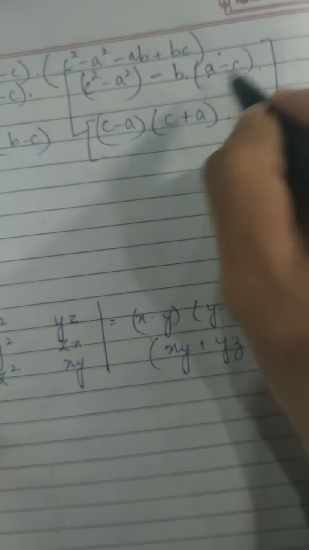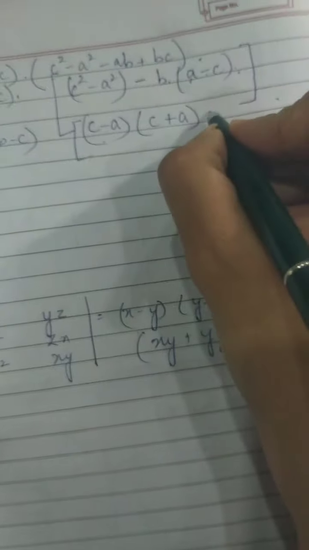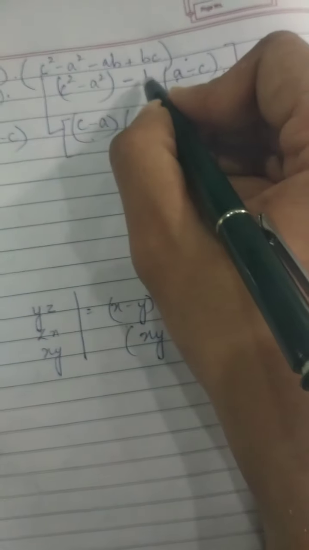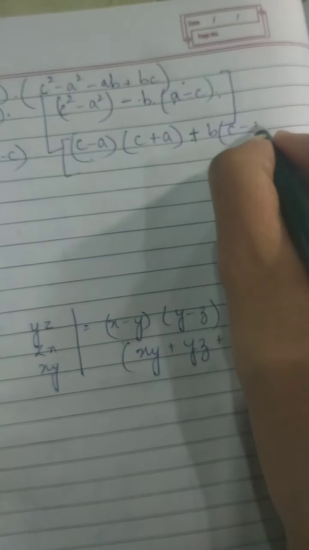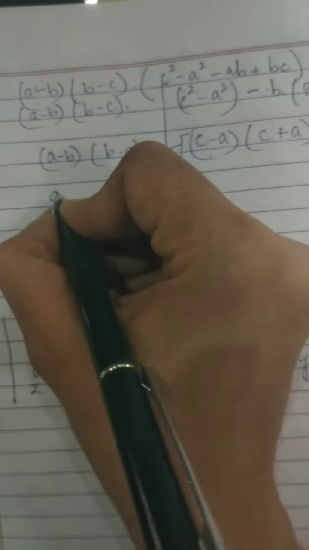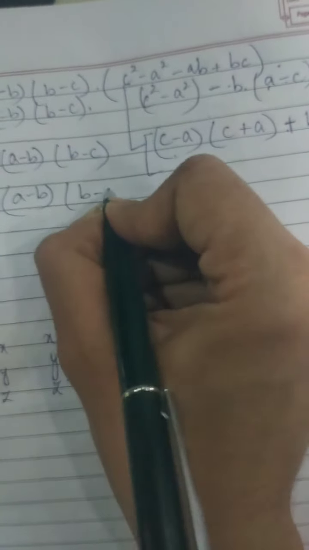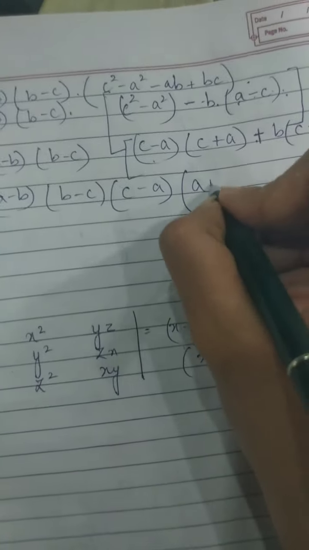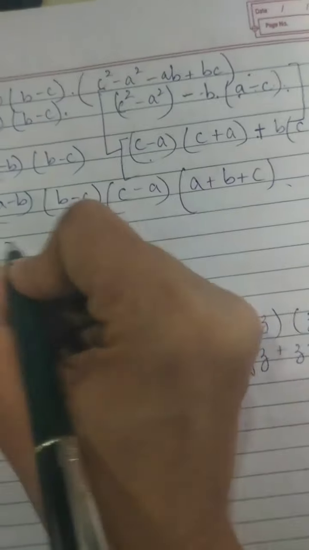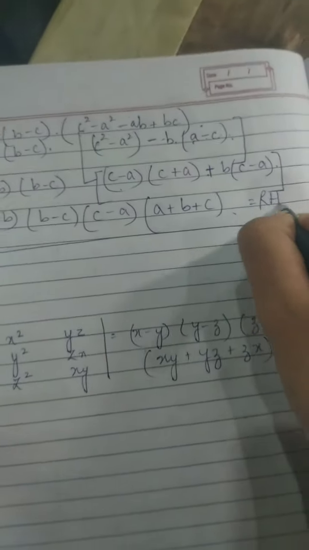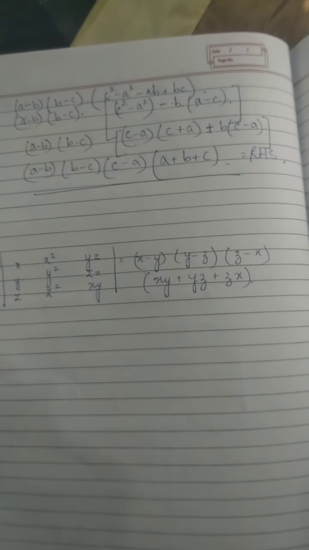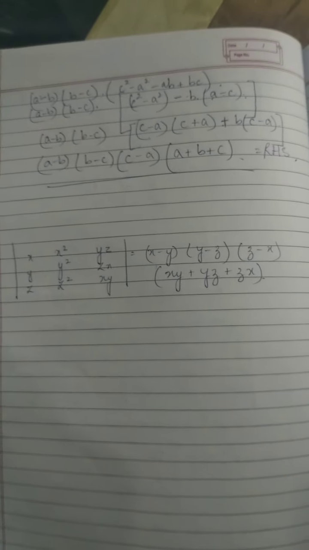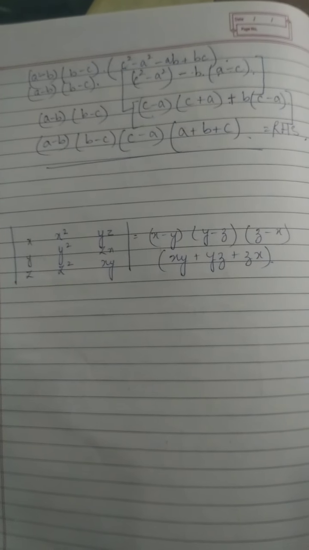Since this is A minus C, what do we need common? C minus A. So we can take negative sign common. So if I take negative sign common, negative and negative becomes positive. B into C minus A. So what are we left with? A minus B, B minus C, taking C minus A common. What am I left with? A plus B plus C. And this is our RHS. Simply you have to go with factorization and proof. I hope it's very much clear, students.